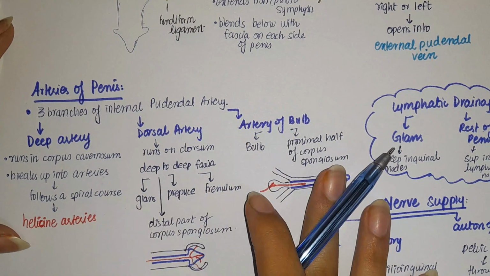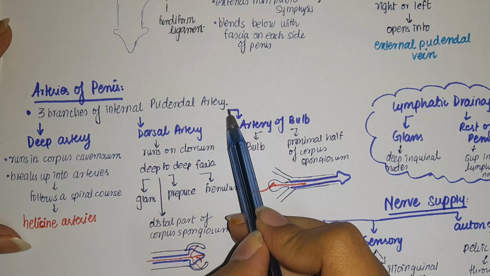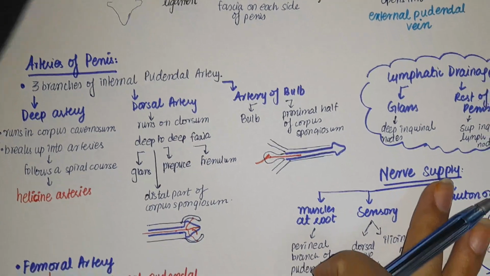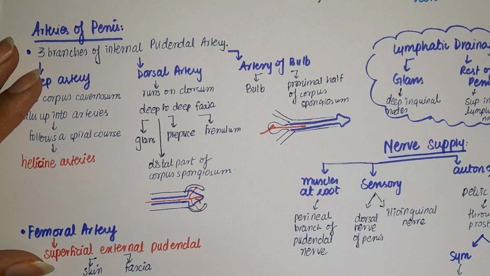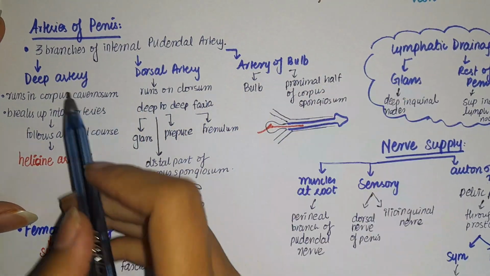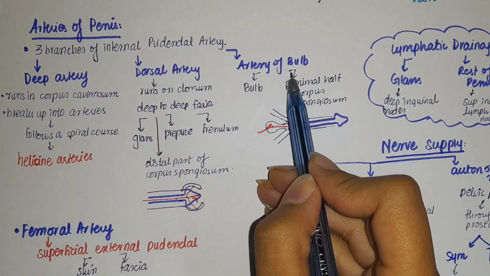We have two types of arterial supply. First arterial supply is by the internal pudendal artery, and the second arterial supply is from the femoral artery. Now this internal pudendal artery gives off three branches. One is the deep artery, another is the dorsal artery, and another is the artery of the bulb.